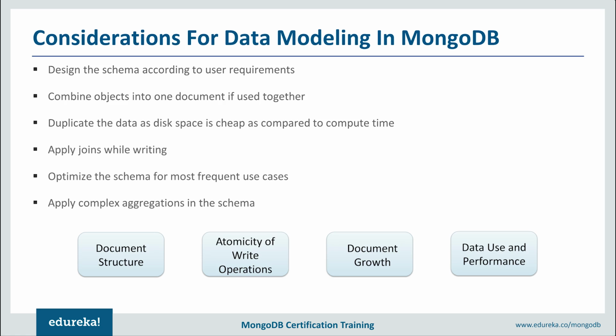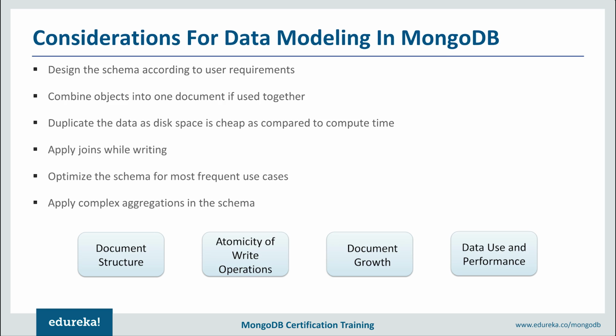Growth. If the document is going to grow in the future and if you are sure that it is going to go beyond 16 MB, irrespective of whatever the case, always go ahead with the linked model, that is our reference model. If there is no scope for future growth, or even if there is growth, it will not go beyond 16 MB of size.